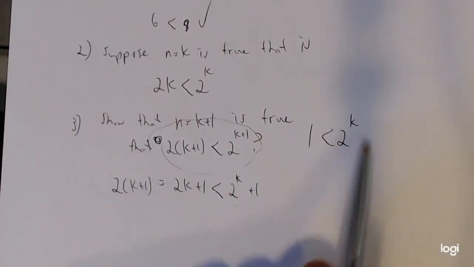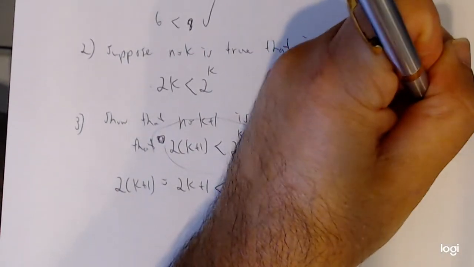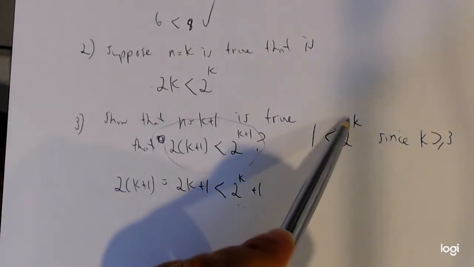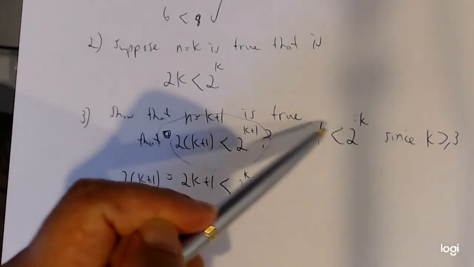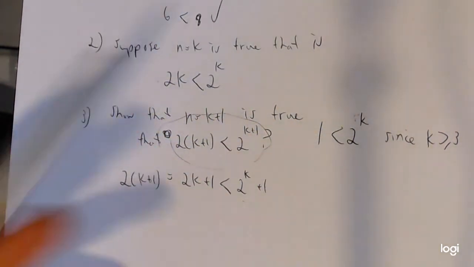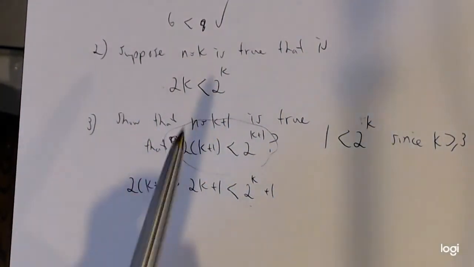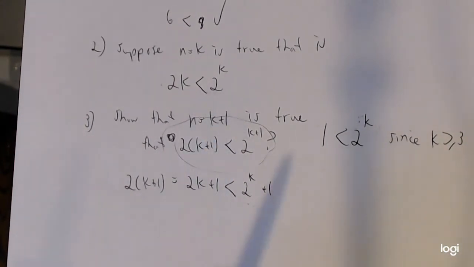How come? Because we know since k is greater than or equal to 3, right? You could make the argument that, hey, 1 is not always less than 2 to the k, because what if k is a negative number, like if it's negative 1, so it'll be 1 less than 1/2. That makes no sense. But since our restrictions are saying what? The smallest k could be is 3, we know this is true. Now, why is that important? And hopefully you'll see why now.